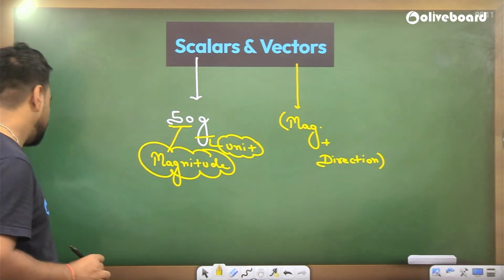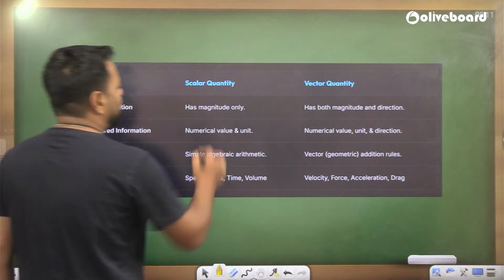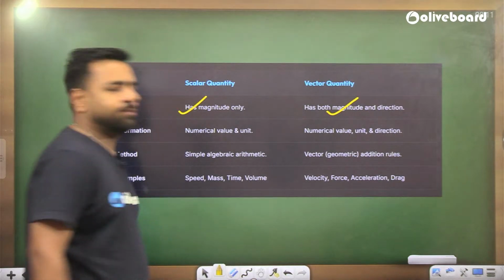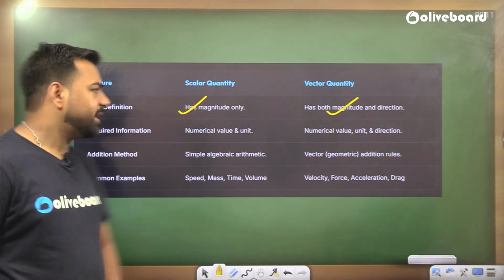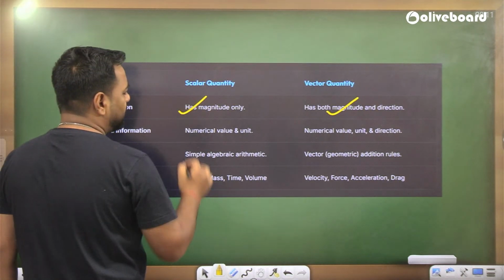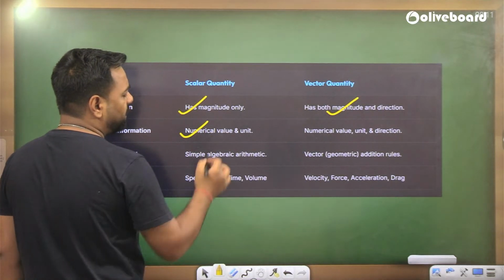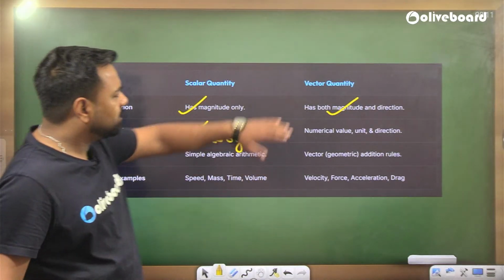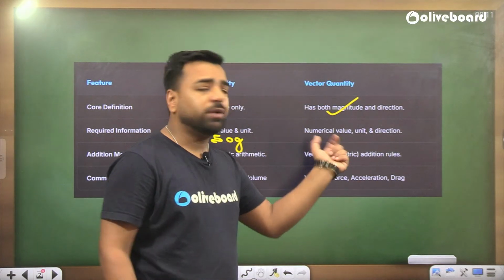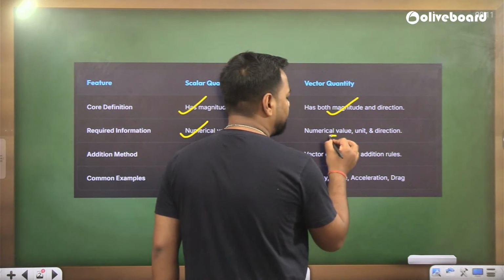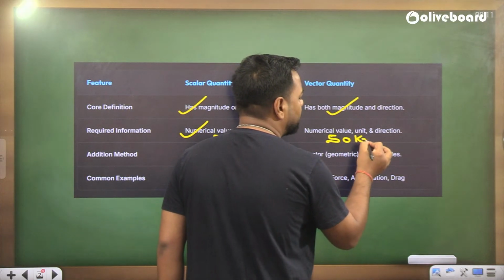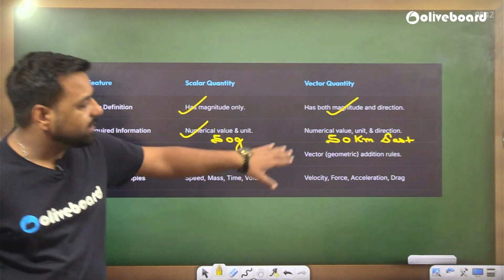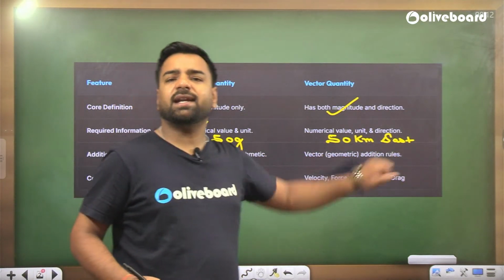What we have understood till now is that a scalar quantity has just the magnitude, but a vector quantity has both magnitude and direction. This was the first point. The second point is that in a scalar quantity, we have the numeric value and the unit, for example, 50 grams. In a vector quantity, we have the numeric value, unit, and also the direction, for example, 50 kilometers in the east. That means we are talking about the magnitude and the direction as well.